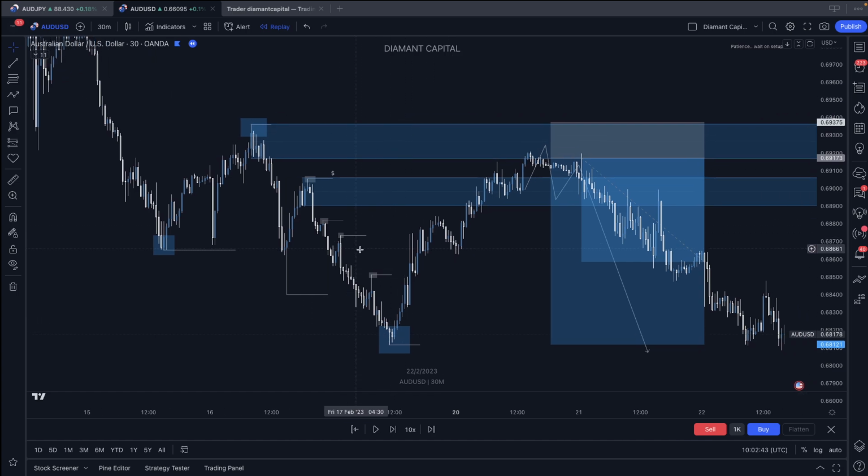If they are not, and if price actually breaks above and closes above, therefore we know that we are now looking for buys. So guys, I hope this was a quick little lesson for you all.